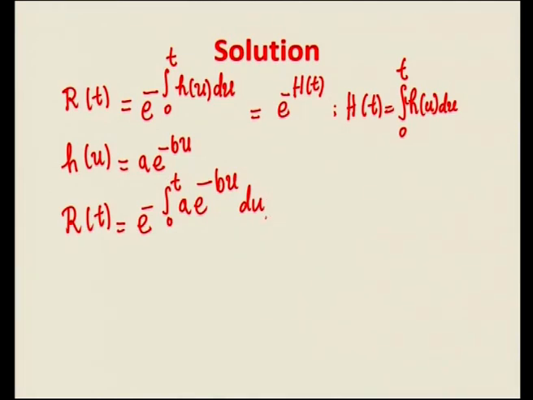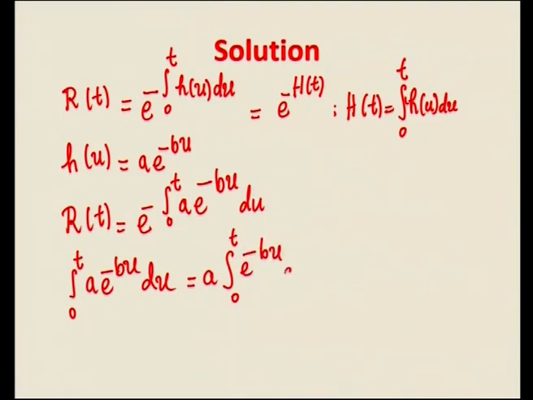Now, after integration, let us do the integration here. What we have to do? Integral 0 to t of a e power minus bu du. Since a is a constant, take it out. Integral 0 to t e power minus bu du, and this is given by a times integral e power minus bu divided by minus b. After integration, the limits are 0 to t.